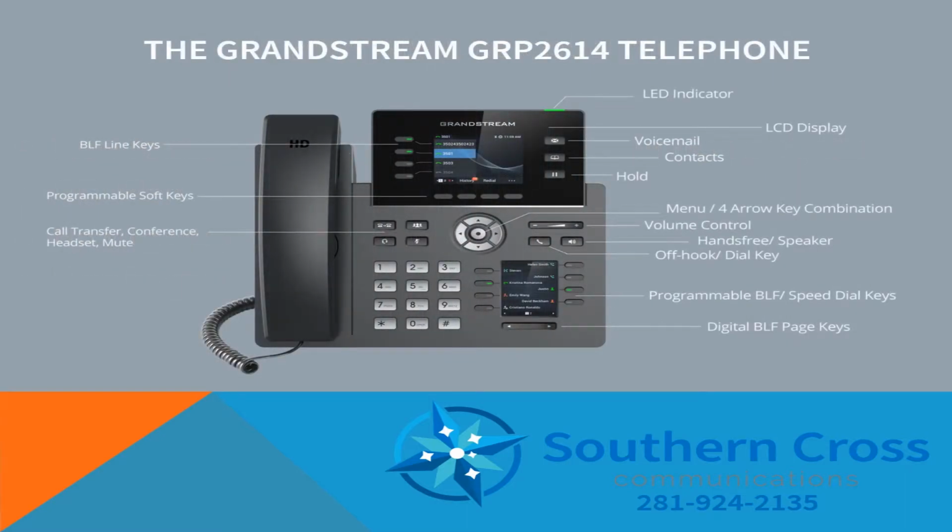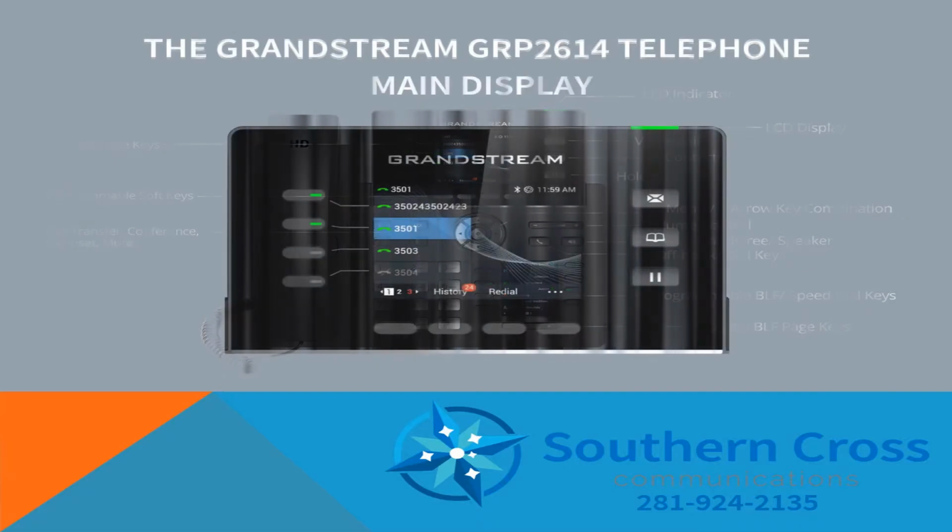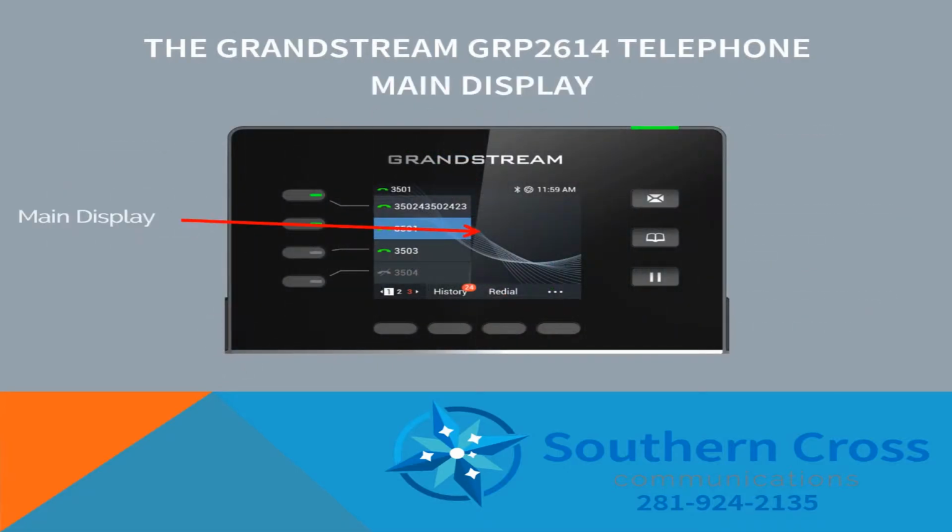This is the Grandstream GRP-2614 carrier-grade telephone. It features full HD voice audio and a large variety of functions. At the top of the phone, you'll find the main display screen. On the left side are 4 call appearance keys, allowing your phone to handle up to 4 calls at a time. Below the display, there is a row of 4 soft feature keys.